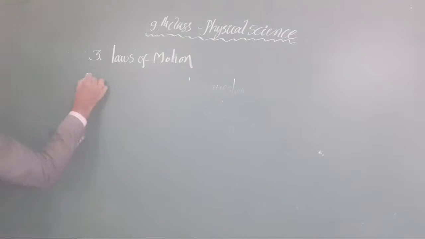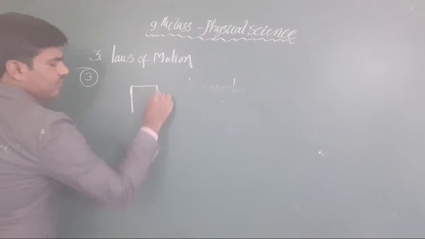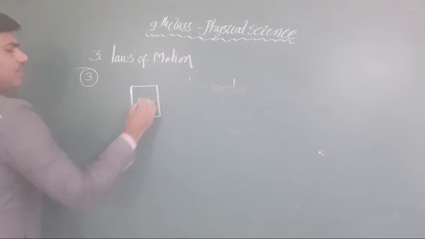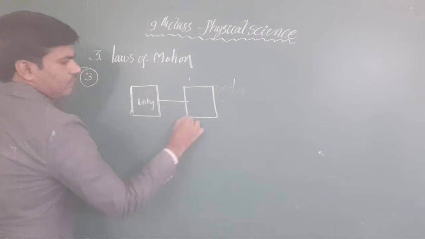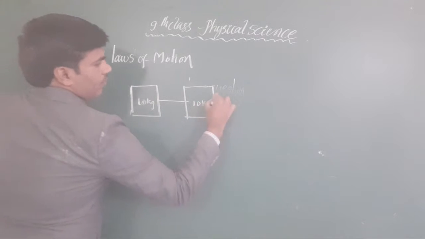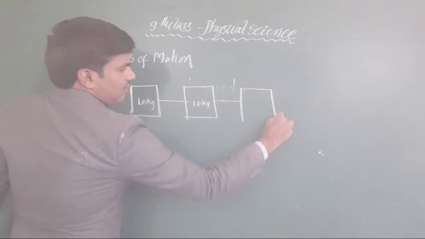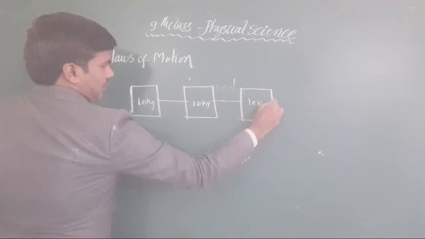Next, come to here. Very important question, this question is very important. That is question number 3. Okay, what have they taken? 3 identical blocks, each of 10 kg. It is 10 kg, and it is also 10 kg. And then one more we consider, it is also 10 kg.